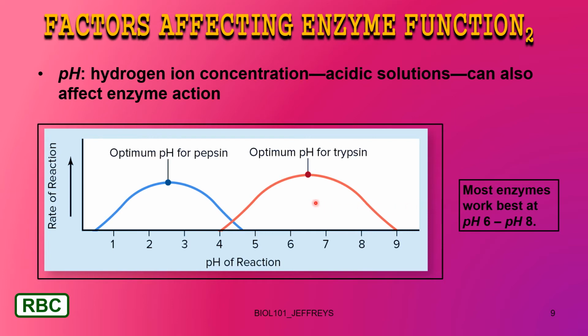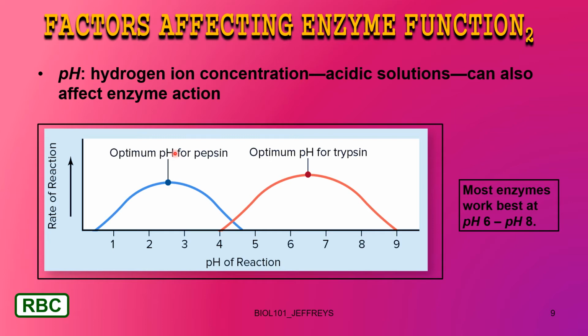Now here you have two different enzymes. These are digestive enzymes, and this is pepsin, an enzyme in stomach acid, okay? You can see here the pH scale goes from 1 to 9, and 7 is neutral. You don't have to remember pepsin and trypsin, but like with temperature, there are enzymes that work outside of the norm, okay?